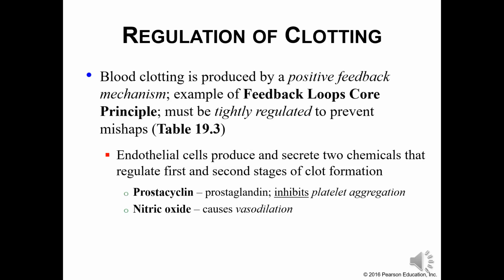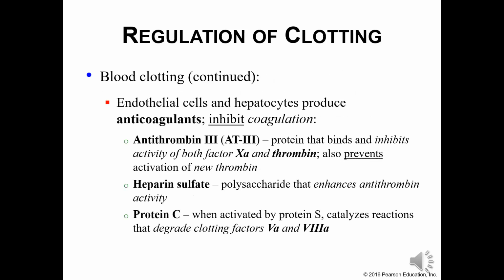So prostacyclin is a prostaglandin that inhibits aggregation of platelets. And nitric oxide, also made by the endothelial cells that line your vessel wall, causes vasodilation. And that serves to do the opposite of vasoconstriction. Also, your endothelial cells and your liver cells, your hepatocytes, produce anticoagulants, which inhibit coagulation.